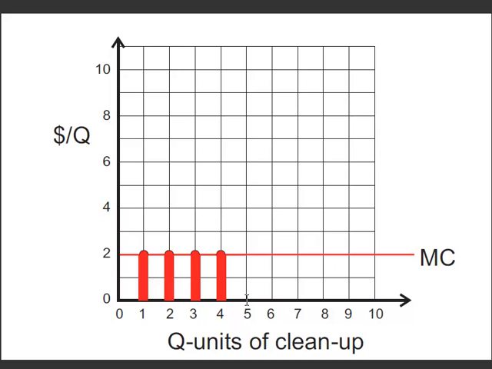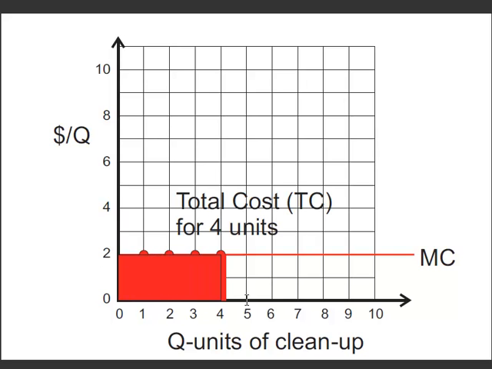Now, again, in this example, I'm assuming that every unit of pollution reduction costs exactly the same. That's why we have a horizontal marginal cost curve. That does not always happen. Okay. So the marginal cost is $2, and the total cost, just like in the case of the total benefit, is the area underneath the marginal cost curve out to a particular unit.